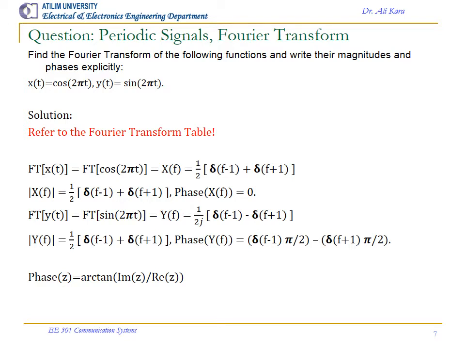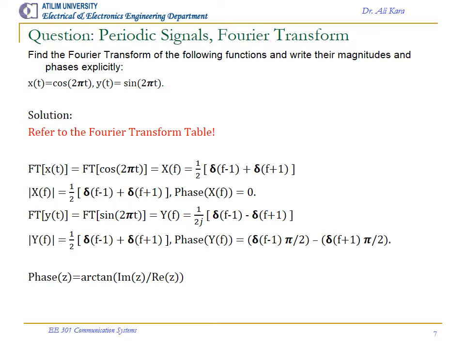Question: periodic signals, Fourier transform. Find the Fourier transform of the following functions and write their magnitudes and phases explicitly: x of t equals cosine 2 pi t, y of t equals sine 2 pi t. Solution: for the Fourier transform of common functions, please refer to the Fourier transform tables that can be found in your textbook, on the internet, and in lecture notes.